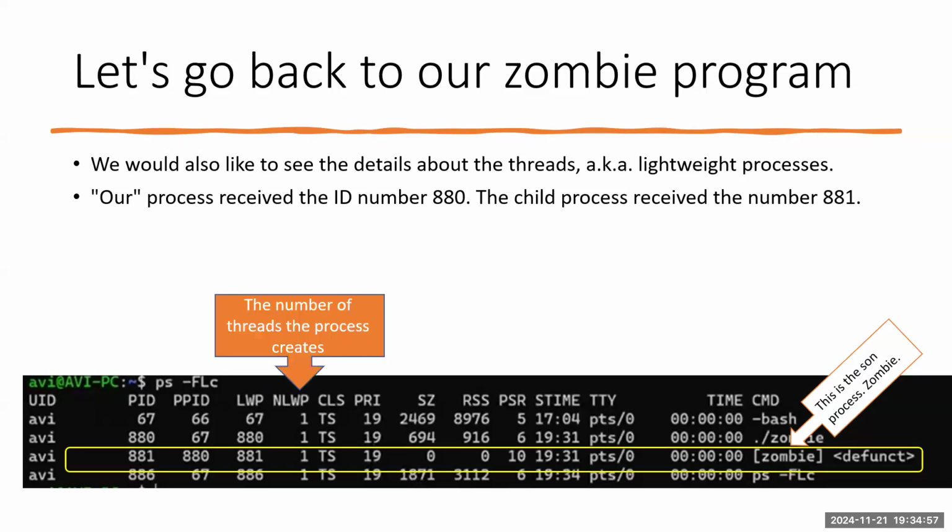The number of threads the process creates is 1, and each process is 1 thread. Which scheduler manages this process? In this case, the local scheduler. I think S is the scheduler.